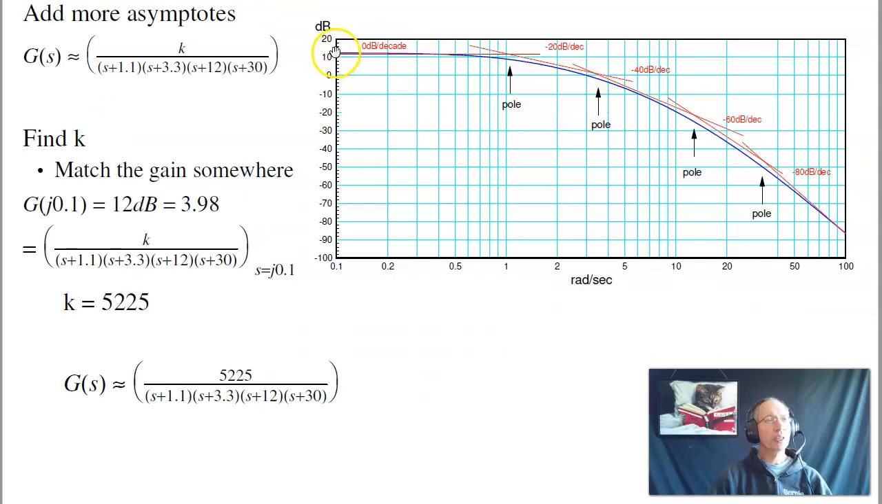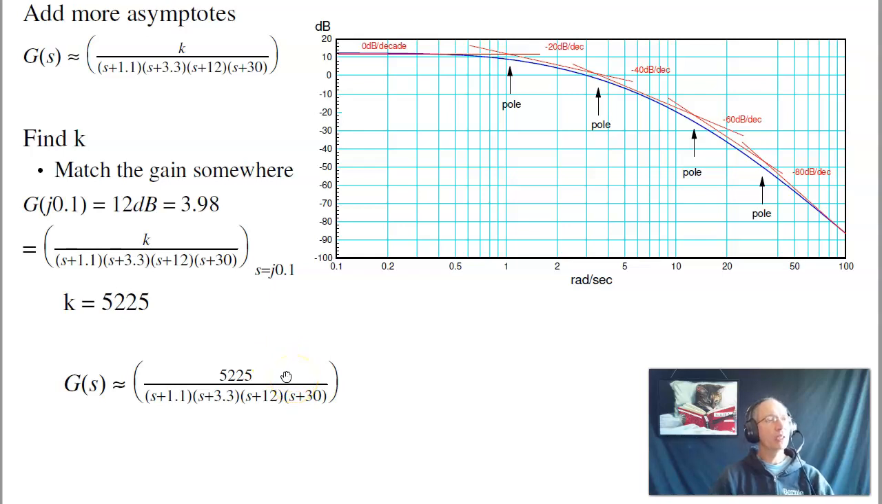So redrawing it, here's 0 dB per decade, then minus 20, minus 40, minus 60, minus 80. Those are my asymptotes. Where they hit is the corner frequency, that's a pole. So I've got a pole at 1.1, pole at 3.3, pole at 12, pole at 30. That gives me the shape. To find the gain, pick a point. Like at 0.1 radian per second, the gain is 12 dB. Find k, k is 52.25.